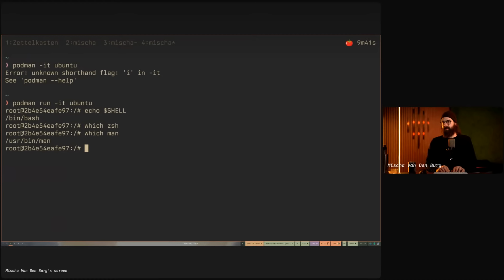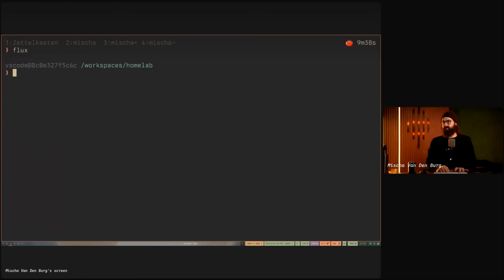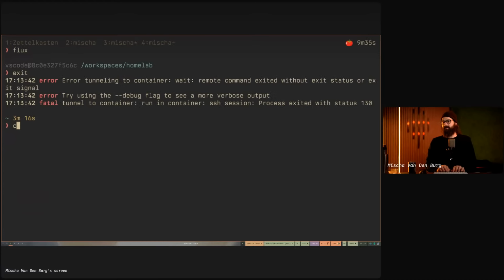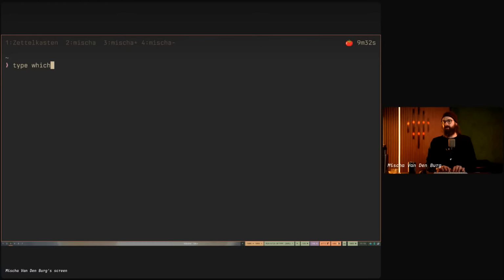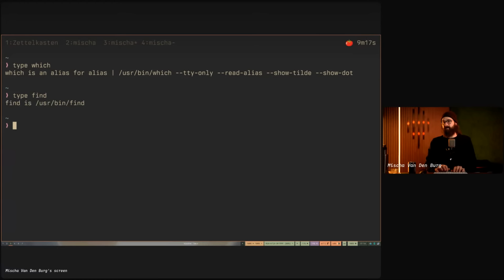So for example, do you know about type? If I exit this environment and do type which, this is an alias. It's pointing to my type, which is actually an alias. But if I do type find, it's /usr/bin/find, okay? Find points to a binary. This is a program that's running on my system. But if I do type fg, then we see that fg is a shell builtin, okay?